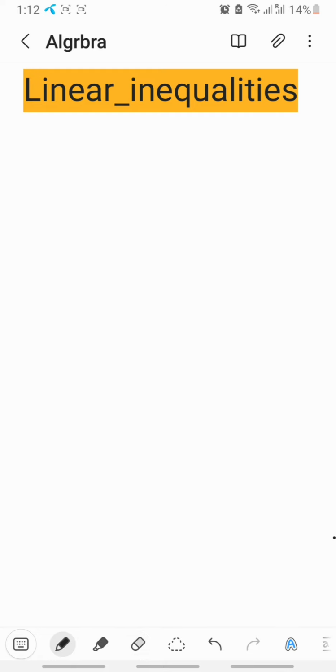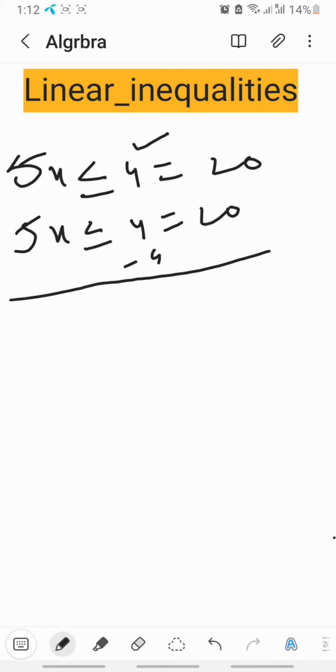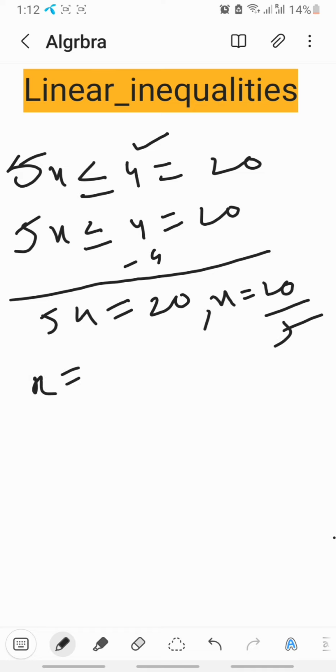Let's say the question is 5x + 4 ≤ 20. As in the previous method, we will have to remove this 4, which is a constant. So 5x + 4 ≤ 20, subtract 4, 5x ≤ 16... 5x ≤ 20 and x ≤ 20/5, x ≤ 4. Here we have used less than or equal to, so x is less than or equal to 4.